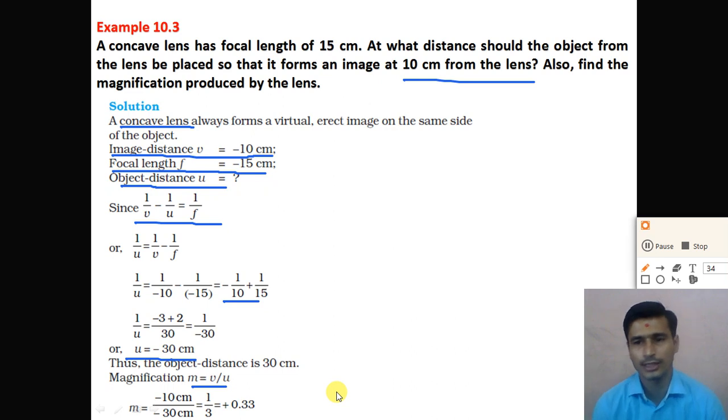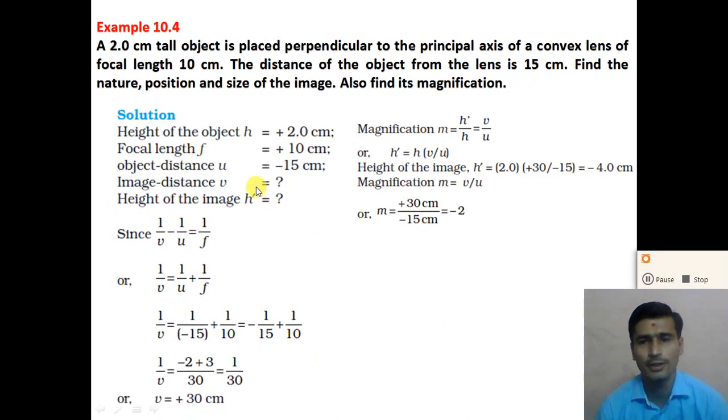So dear student, understand this example. From the lens formula we can calculate the object distance u, and the magnification m is equal to v divided by u. Now we will discuss example number 10.4. Similar example, right? Example number 10.4.